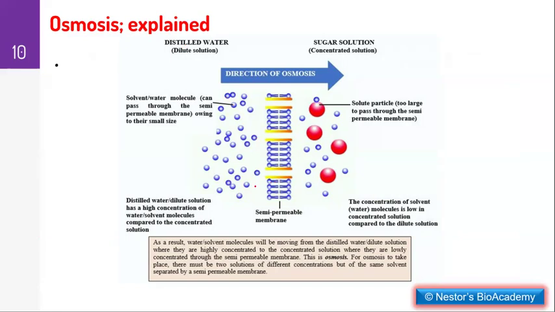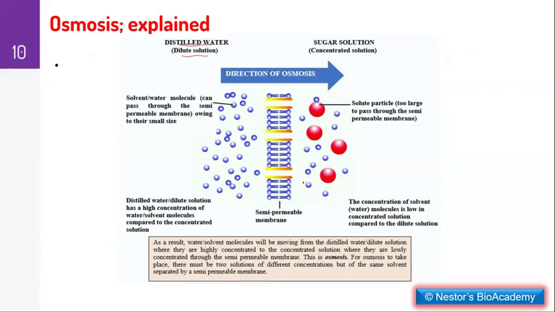And again, if you look at this illustration, you can see in the dilute solution, the distilled water in this case, we have a greater concentration of water molecules compared to the sugar solution, which is the concentrated solution. We have fewer water molecules. So the water molecules will be moving from this region where they are highly concentrated to the concentrated solution where they are lowly concentrated. And so, how are the water molecules moving? The water molecules are moving from where they are highly concentrated to where they are lowly concentrated.